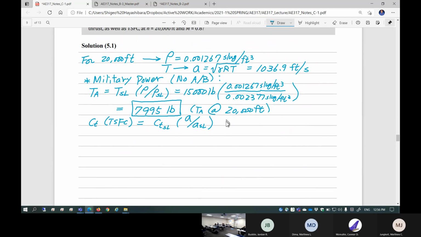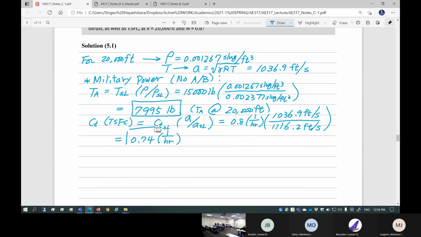All right. So given sea level TSFC value is 0.8 per hour. Let's multiply by the ratio of the speed of sound. 20,000 feet is 1,036.9 feet per second, and then sea level value is 1116.2 feet per second. Once again, square root of gamma R T, where temperature is the standard sea level temperature. So this is going to give you a TSFC of 0.74 per hour.